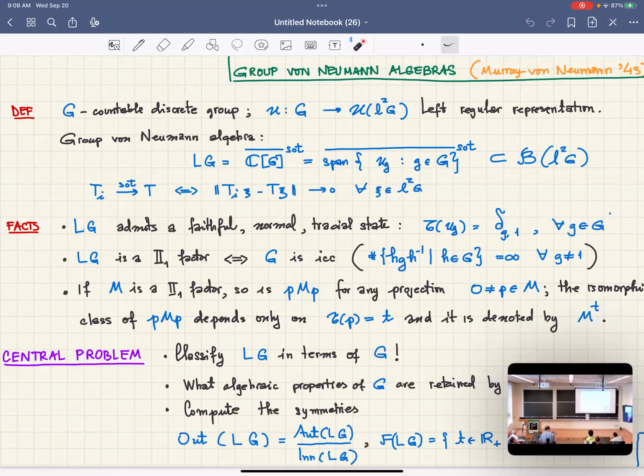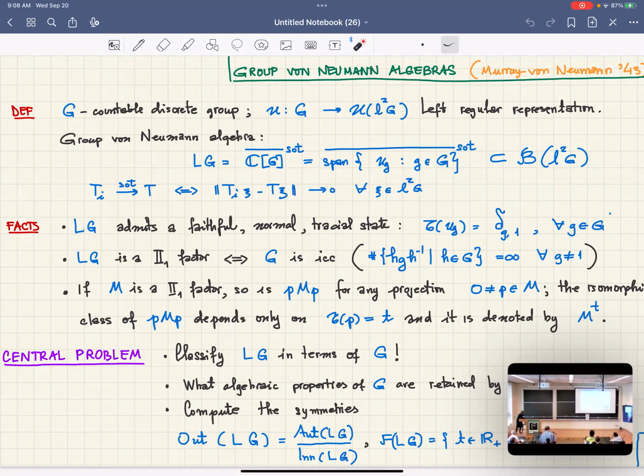In other words, what algebraic properties of a group are retained by the von Neumann algebra, so that just by looking at the isomorphism class you can recapture those properties. That's one relatively big thematic that drove much of the research in this area over the years.